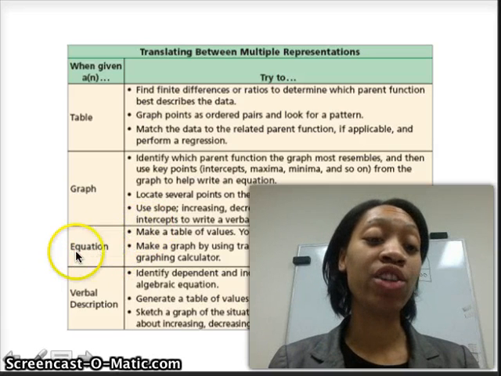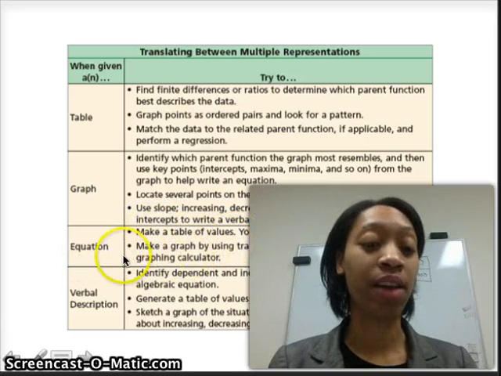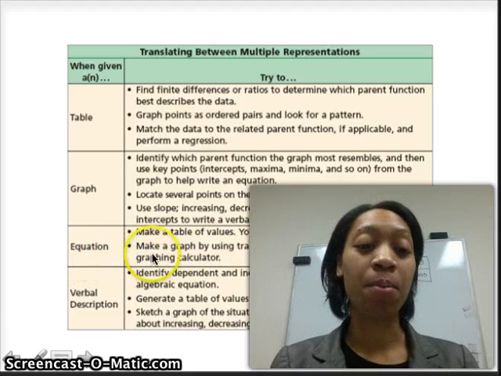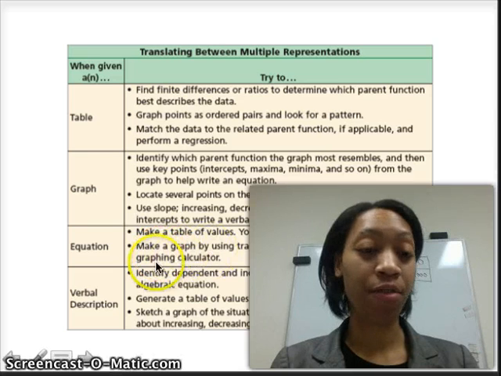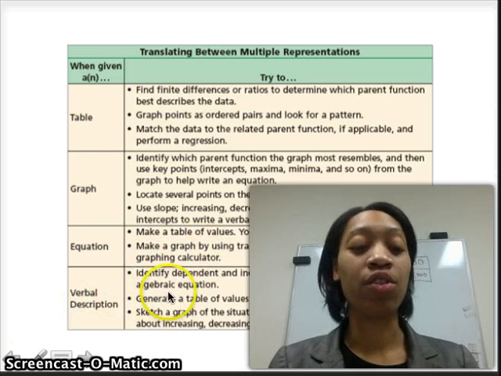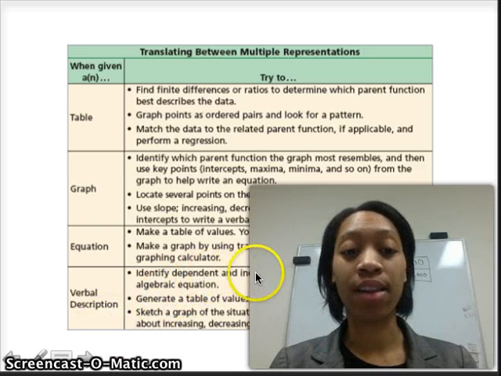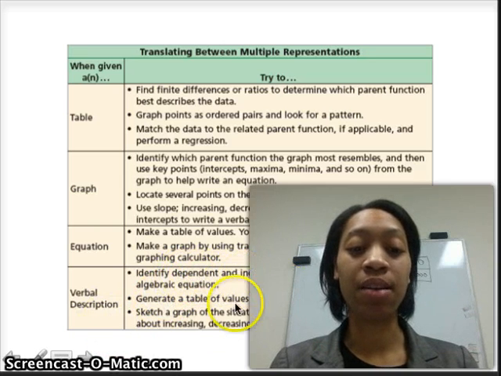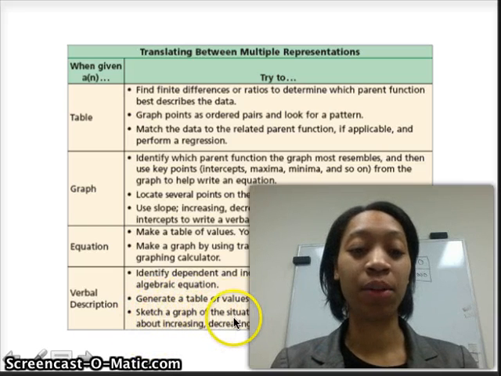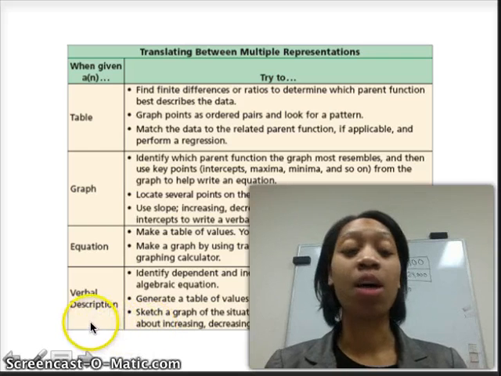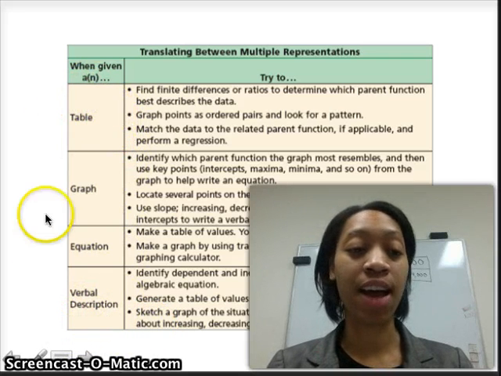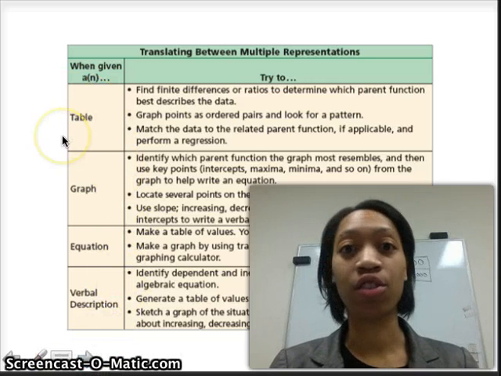If you're given an equation, you can make a table of values from that equation. You can take that equation and put it in your calculator, and you can make a graph from that equation. And if you're given a verbal description, you can use that verbal description to identify the dependent and independent variables, to make a table, or to sketch a graph of that relationship. So each of the representations of data is helpful to us in different ways.